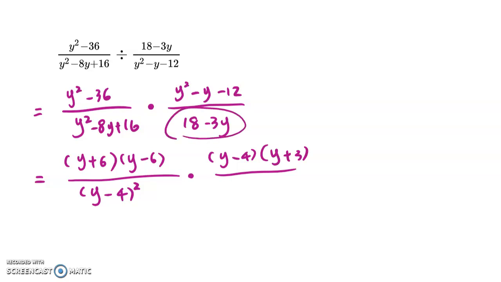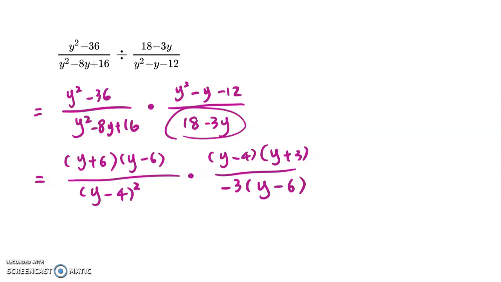Okay, finally, 18 minus 3y, the leading coefficient is negative, right? So you have to factor the negative sign out. Between 18 and 3, there's a GCF of 3. So factor out the negative 3. What's left is y minus 6.